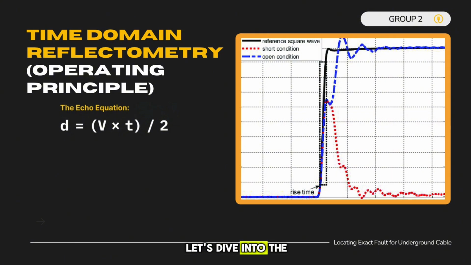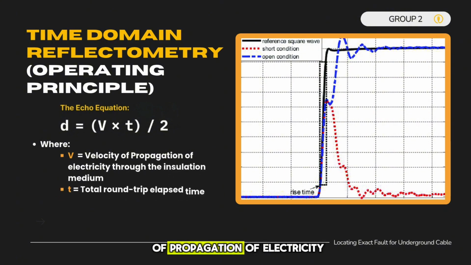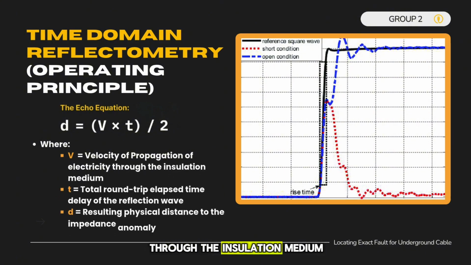Okay, now let's dive into the operative principle and the math behind it. TDR calculates distance using the equation D equals V multiplied by T over 2. To break down what this means, V is the velocity of propagation of electricity through the insulation medium. T represents the total round trip elapsed time delay of the reflection wave, measured right up to the signal's rise time. And D is our resulting physical distance to the impedance anomaly.